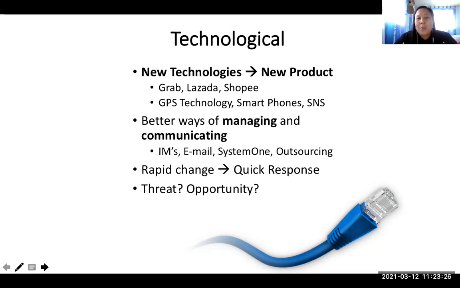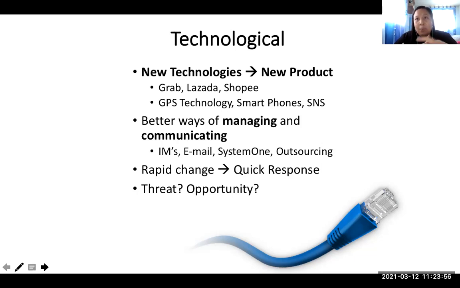Okay? So our technologies provide better ways of managing and communicating. Like instant messages, email. Itong sistema hindi na to. SAIS to. Before 2016, it was still System 1. Pero SAIS na po tayo starting 2016-17, and then outsourcing. So, the business says, due to the rapid technological change, should also respond quickly. Otherwise, they will be called out of the industry.